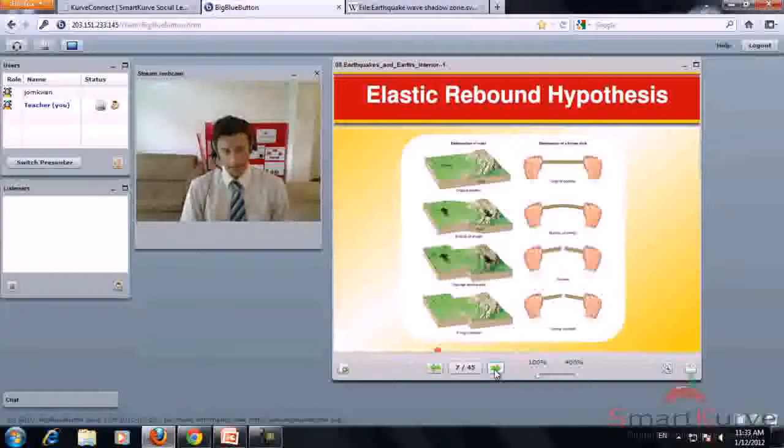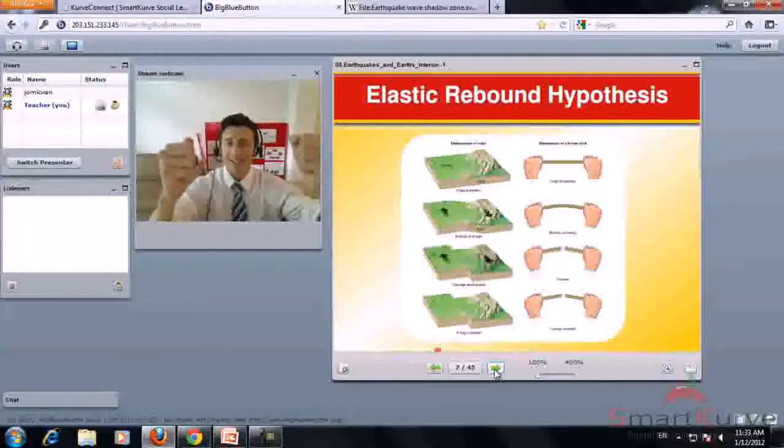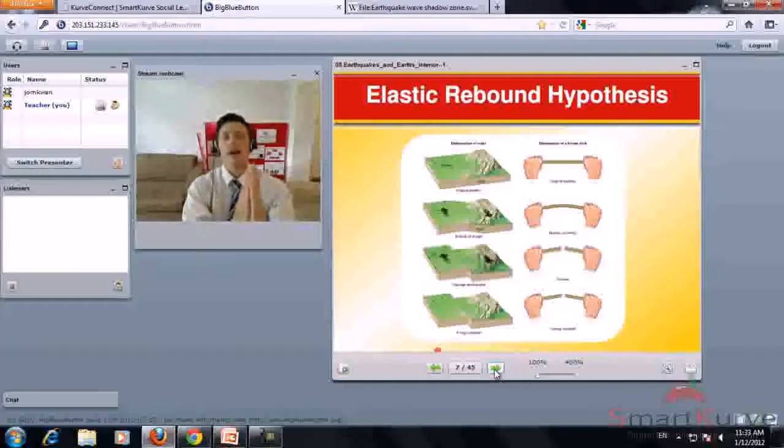That's why in places like California and Japan, they say the longer you go with no earthquake, the worse the next earthquake's going to be. Because if you go a long period of time with no earthquake, with no slippage, there's a lot of energy stored up. It's like the two hands bending that ruler or bending that stick further and further and further, so that when it does break, it releases much more energy.